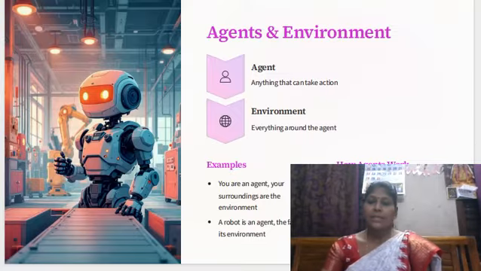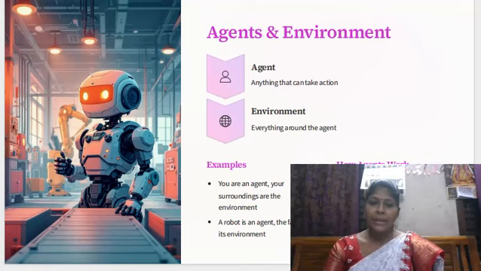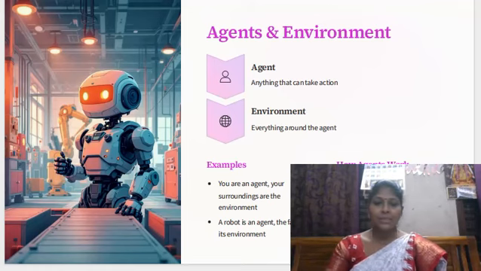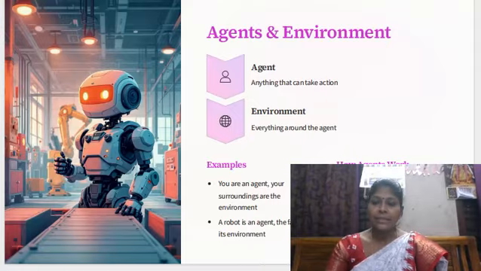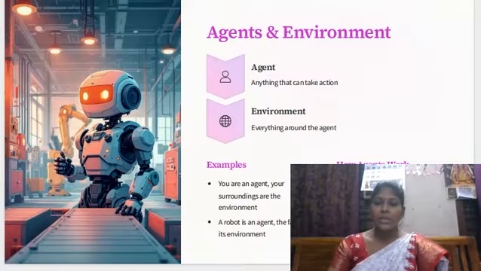First, let's understand agent and environment. What is meant by agent and what is meant by environment? An agent is anything that can take action. The environment is everything around the agent. I repeat, an agent is anything that can take action, and an environment is everything around the agent. For example, you are an agent and your surroundings are the environment.